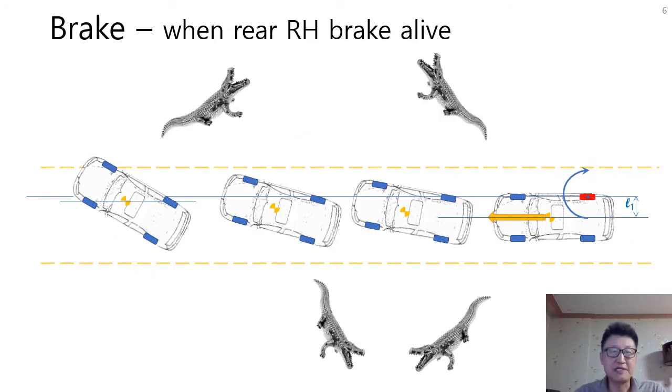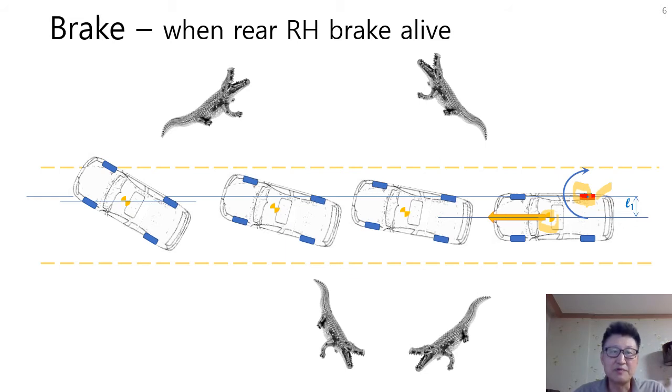This is our third case. A rear right brake with a red color is only alive. Then what will happen at the panic brake? As before, we have a CG location here. At the braking, the rear right wheel won't move because its brake is alive here.